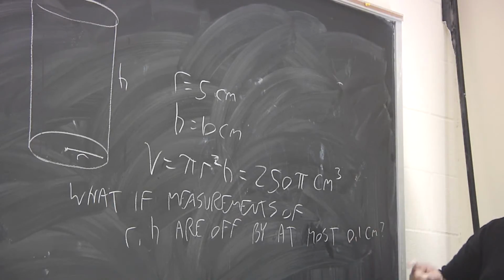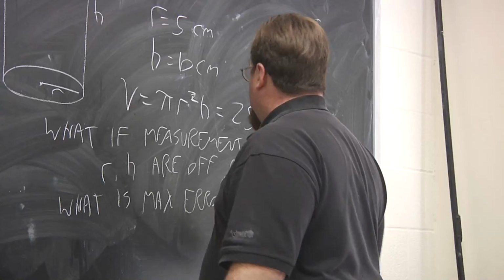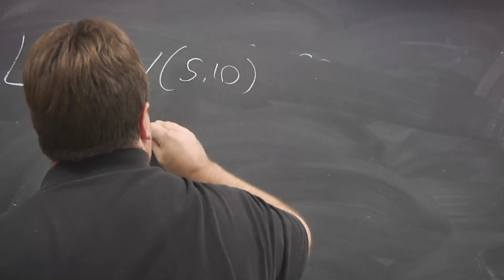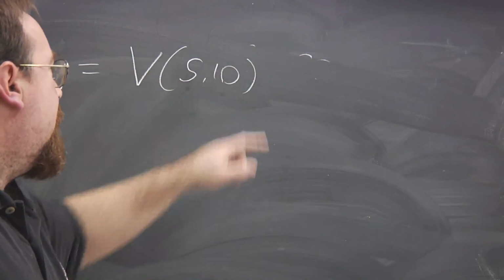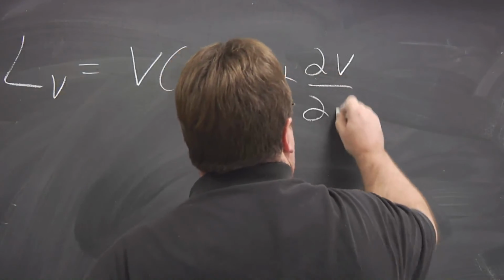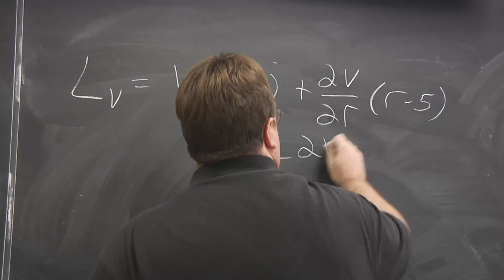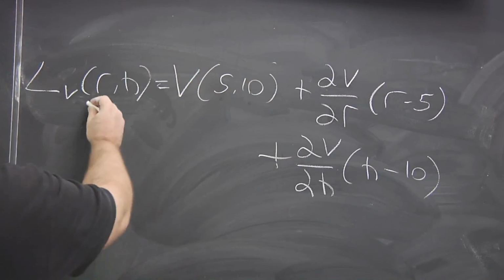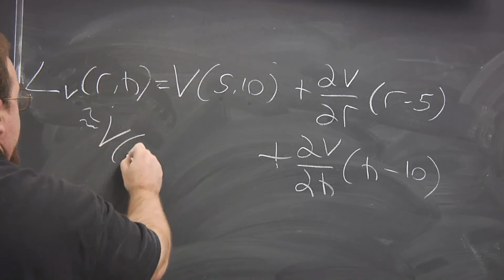If these measurements could be off by that much either way, what is the maximum possible error in the computed volume? Whatever error we have in r and h is going to be propagated by this formula. So a linear approximation can give us a ballpark as to how bad that error can get. The linear approximation is going to be the volume at radius 5, height 10, plus the partial with respect to r times the change in r, plus the partial with respect to h times the change in h.